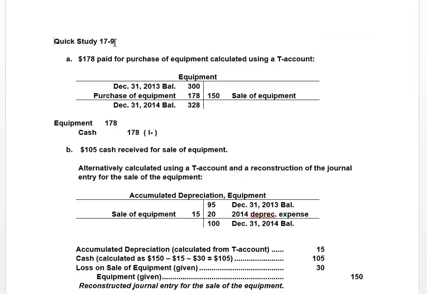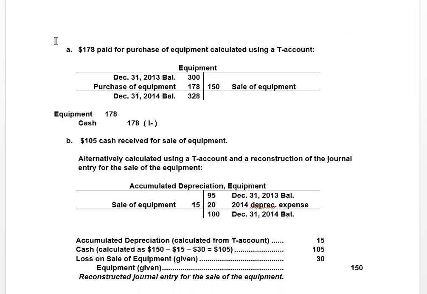Hi folks, in this video the question asked you to calculate some cash values. So you'll see in this question it's focusing on calculating any cash flow from investing activities. Now they ask you first of all to calculate the cash paid for any equipment that you purchased during 2014.